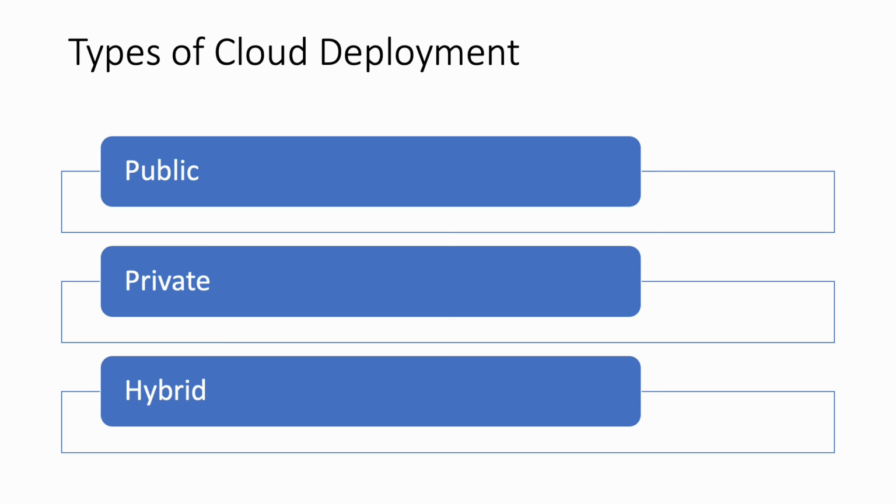Then comes the hybrid cloud. Hybrid cloud combines public and private cloud, bound together by technology that allows data and applications to be shared between them, by allowing data and applications to move between private and public cloud. Hybrid cloud gives businesses greater flexibility and more deployment options.